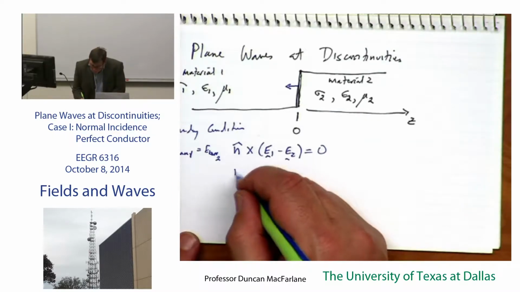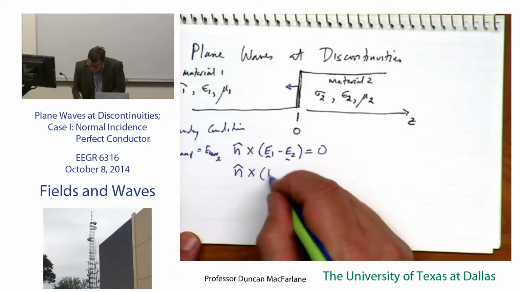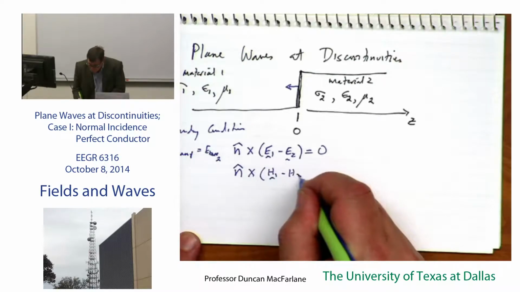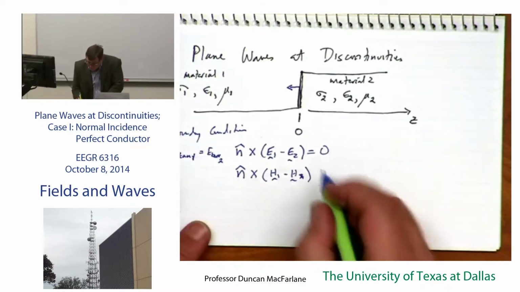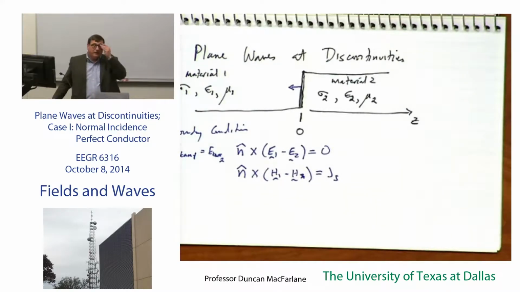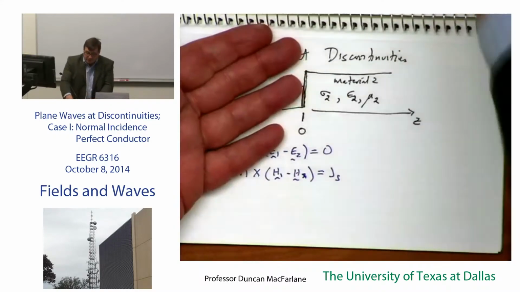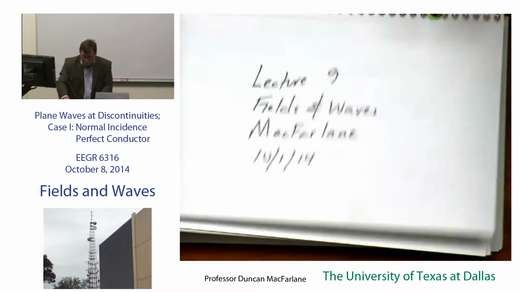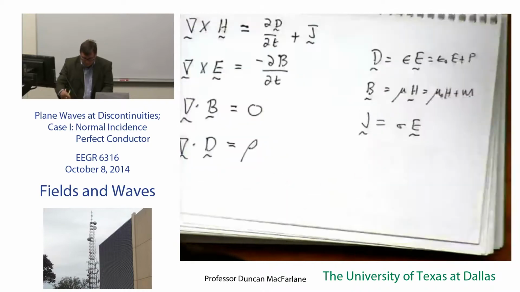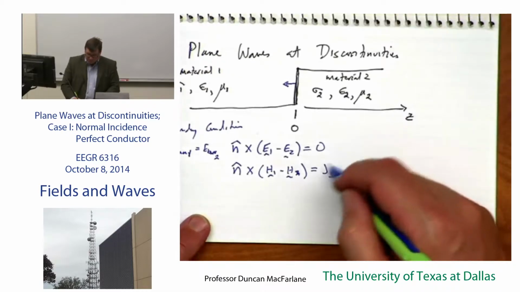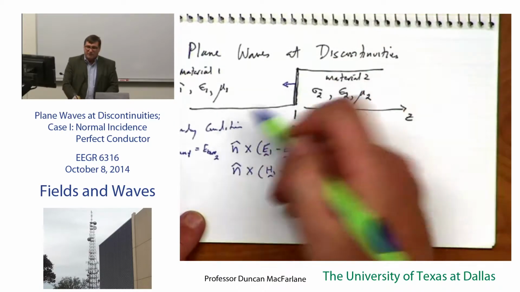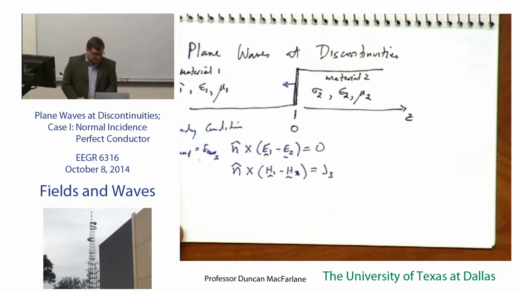We had a similar expression for H1 minus H2. And what did that equal? J. Very, very good. The surface current, the current on the surface. So in the same way that in Maxwell's equations, J produces an H, the surface current here can change the value of H across the boundary in the tangential direction.